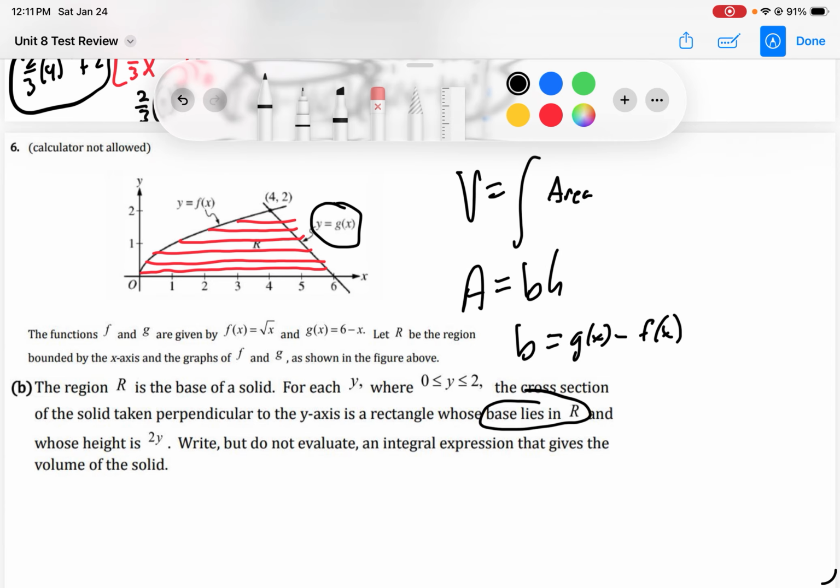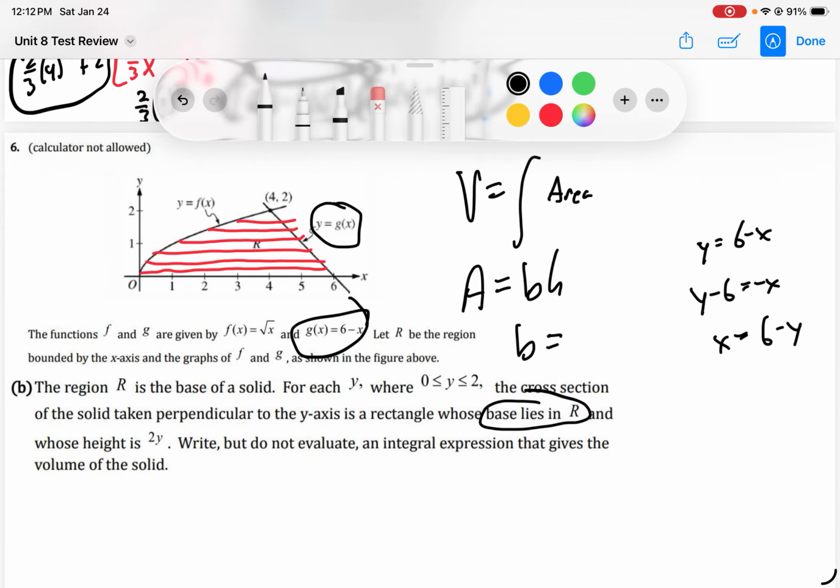And then the height is just 2 times y. The tricky part about this one is everything needs to be in terms of y. So when I say g of x, it needs to be g of y, and then f of y. So let's find what those are. For g, y is equal to 6 minus x. Solve for x, and I get y minus 6 is equal to negative x, so x is equal to 6 minus y.